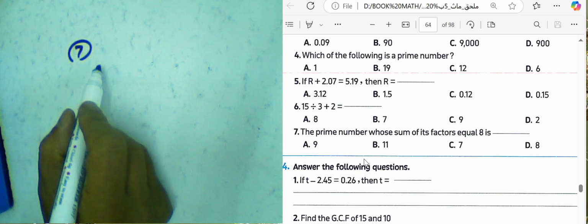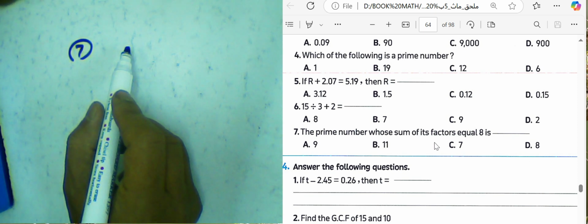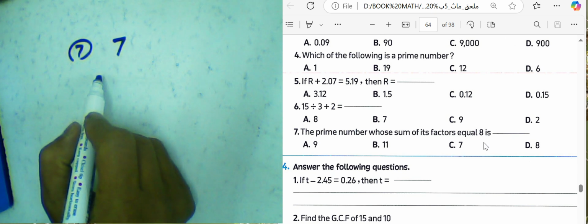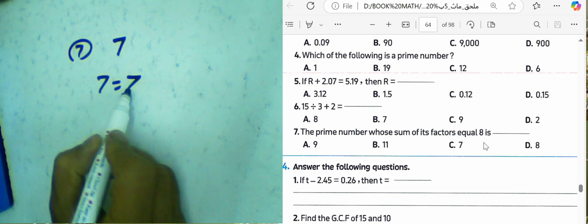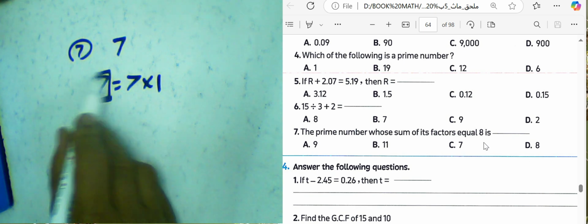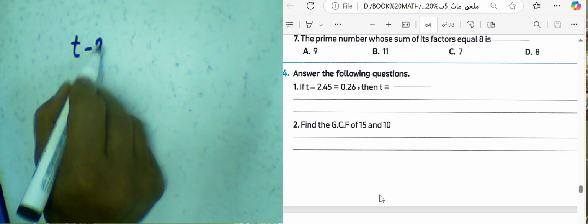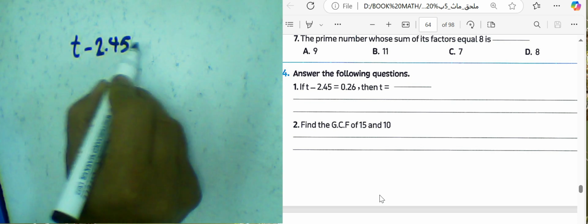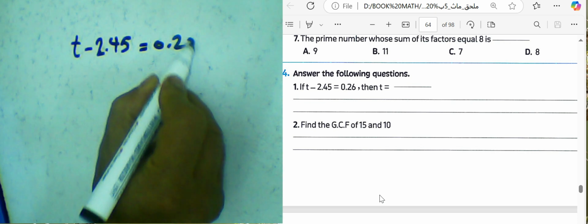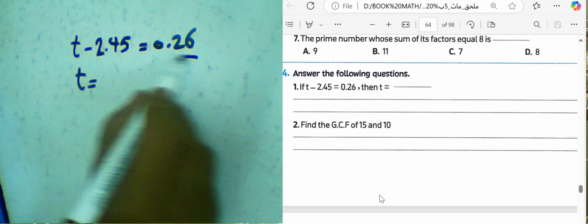Question number 7. The prime number whose sum of its factors equals 8 will be 7. Because 7 equals 7 times 1. It's a prime number, divisible by itself and 1 only, so it has two factors. So the result will be 7. Okay. Question number 4. Answer the following questions. Number 1. If t subtracted by 2.45 equals 0.6, we can find the value of t here.